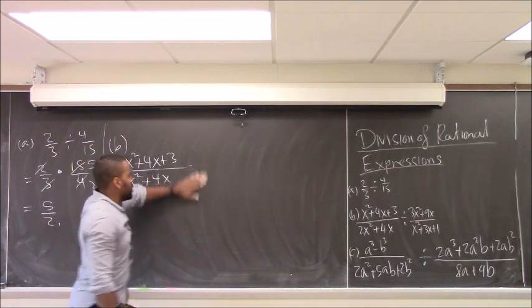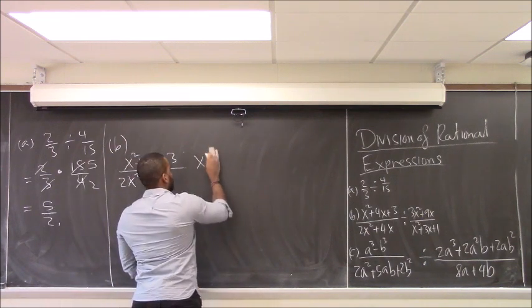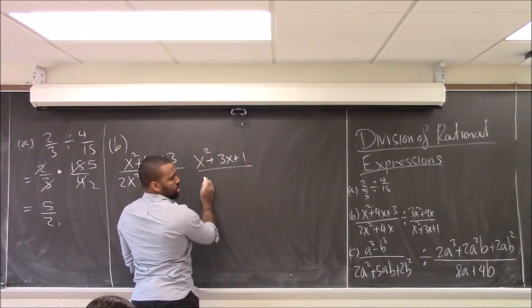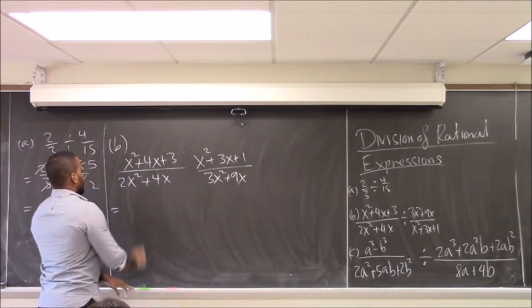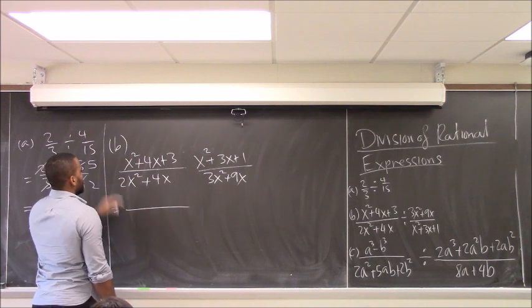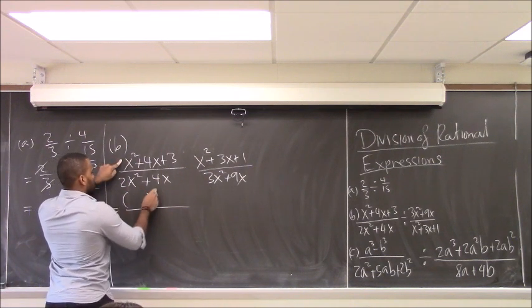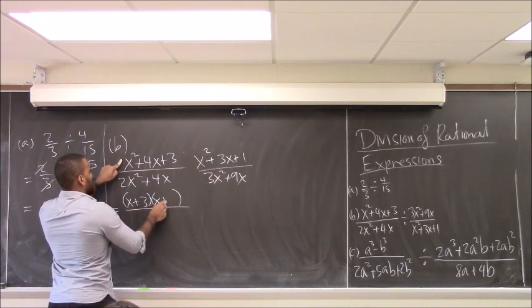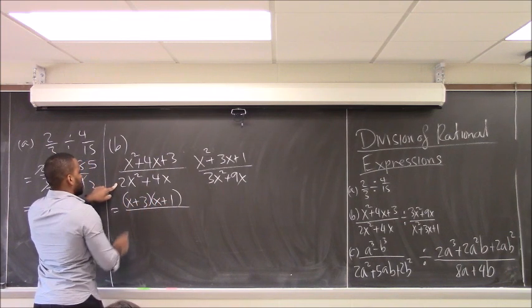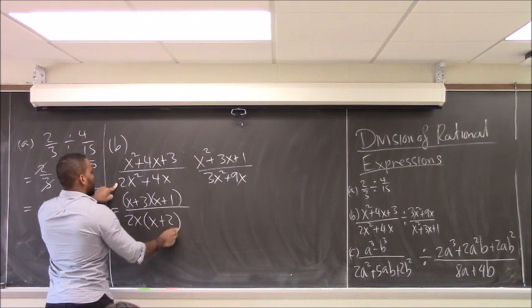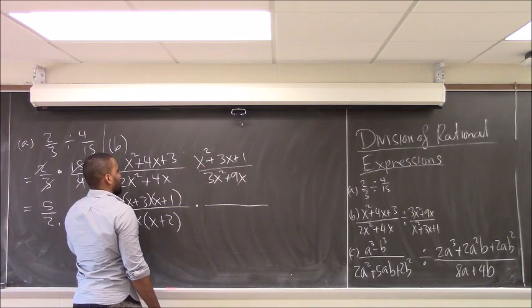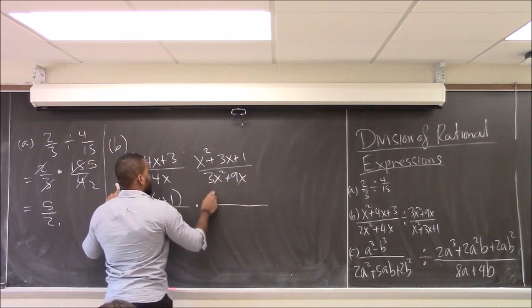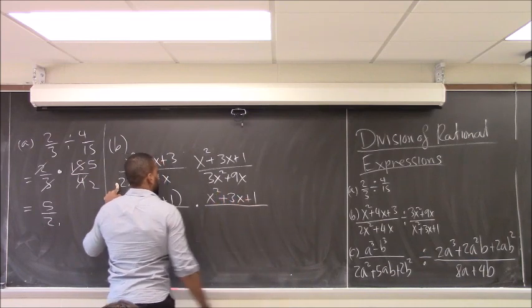Well, we know we're going to do the keep, change, flip, but then let's first factor. Okay, so what do we do here? Which is? x plus. Okay, this one. 2x is a common factor. This one, the very long one, and the bottom one.